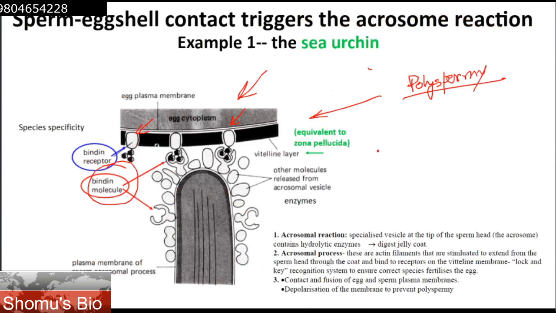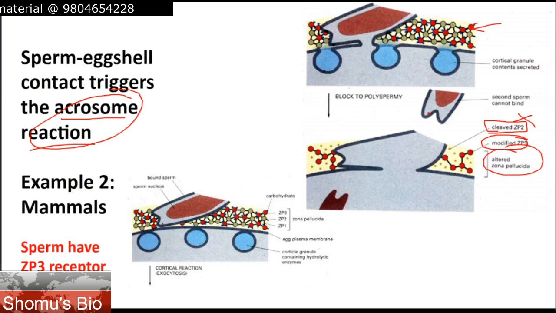It causes a few things. For example, the contact and fusion of egg and sperm to the plasma membrane is prevented afterwards. Why? Because it causes a few modifications. It causes a hardening of the cell layer outside the egg, right after the process of acrosomal reaction.